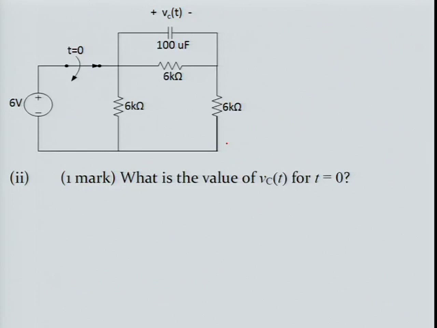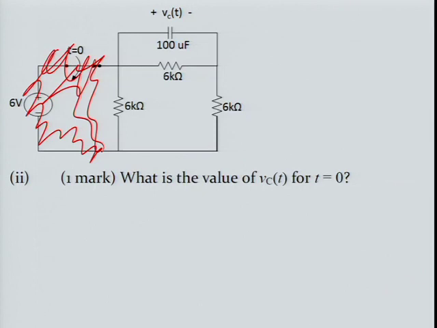Well, first, what is the value of VC(t) as soon as I've opened the switch now? This is now opened and this is gone. What is it? 3 volts, the same as it was before. It can't jump. Remember, capacitors are like that, as are inductors. Voltage on the capacitor can't jump.